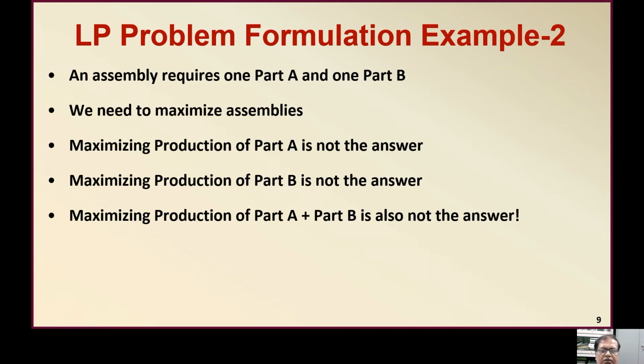Now comes what should be our objective function and how do we model maximization of the assemblies. See, an assembly requires one part A and one part B, right? And we need to maximize the total number of assemblies. Suppose at the end of the day we have 20 part A produced and 30 part B produced, right? So how many assemblies will be produced? Think over. There are 20 part A produced, 30 part B produced, let us say at the end of the day. So how many assemblies will be produced?